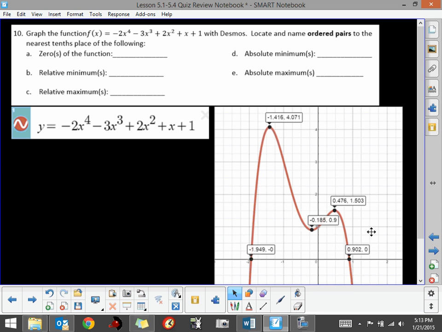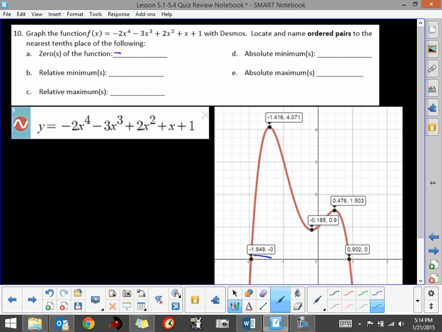In the last problem on our review, we were going to graph that function on decimals, and we're going to locate and name the ordered pairs to the nearest tenth of the following, the zeros of the function. So I went ahead and I graphed this to speed this whole process up. But if we want the zeros of the function to the nearest tenth, we want to figure out where it crosses the x-axis. So I'm rounding this off.